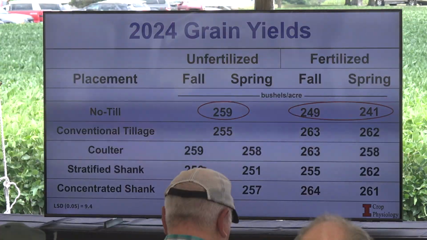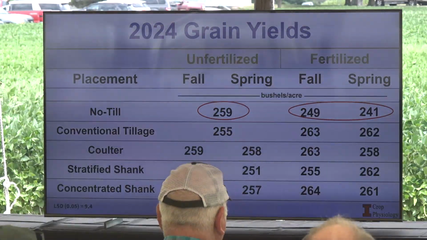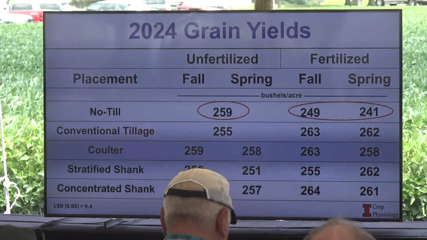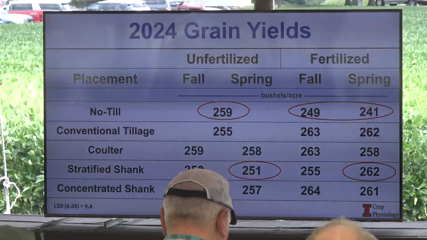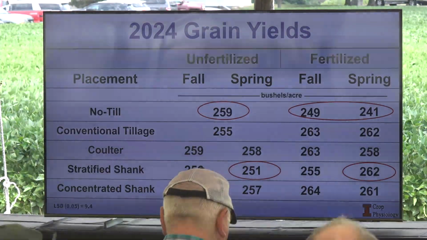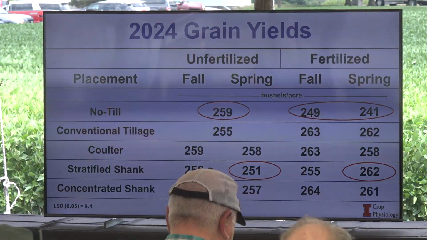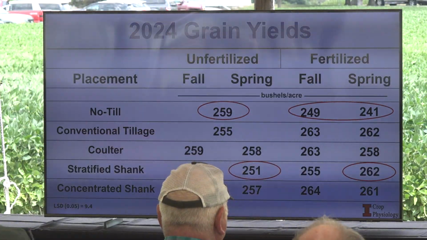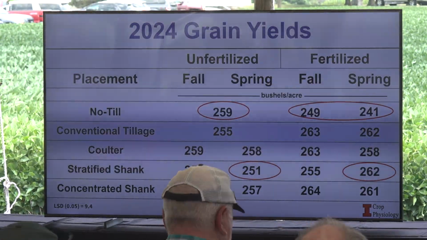And so the anomaly here is the 259, losing 10 bushels when we added the fall fertility, and then losing even 8 more when we added the spring fertility. But on a positive note, the positive one that we did see was a stratified shank, that one that's layering it vertically in that soil profile. We did increase 11 bushels in the spring. So we are getting the effectiveness of that fertility not being fully concentrated down at the bottom or anything else.